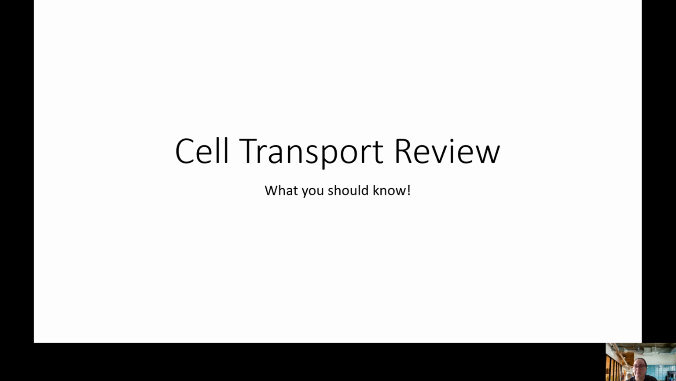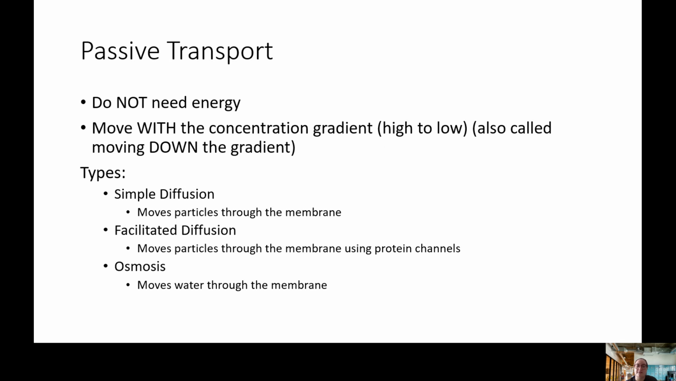Okay, so cell transport review. This is everything you should know, starting off with passive transport. Passive transport does not need energy. None of them need energy. They move with the concentration gradient from high concentration to low concentration, which is called moving down the gradient as well. There are three main types that we've talked about.